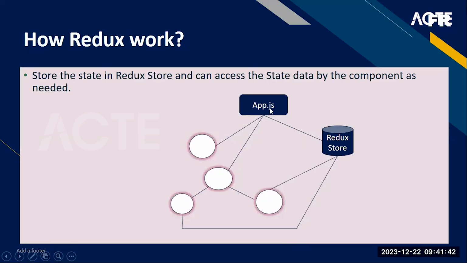Suppose there is an app.js file and the Redux store. From this Redux store, any component can use the data. If this component wants to use the data, then it can use it, even though it is a child component. If a component does not want to use it, it does not need to connect. So this is a centralized place. Whenever any component wants to use the data, it can connect with the Redux directly.